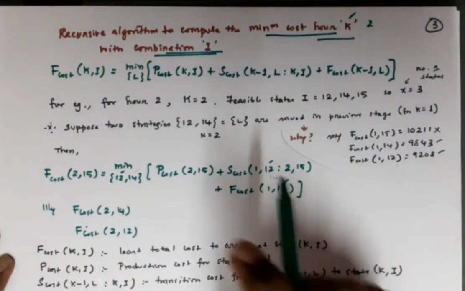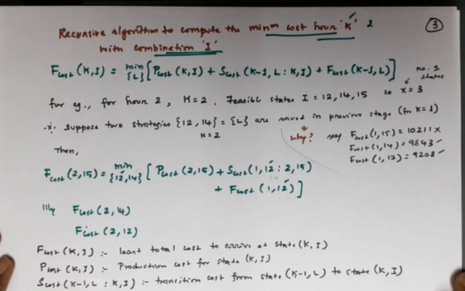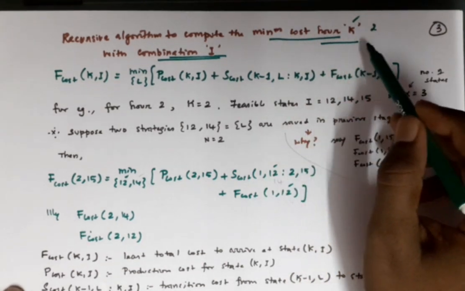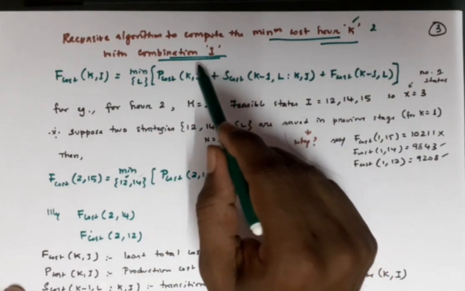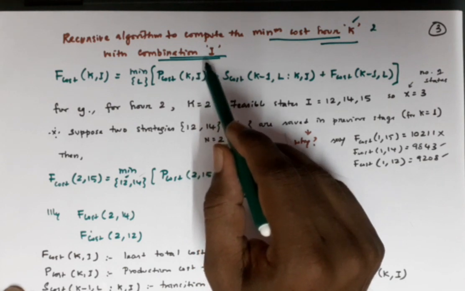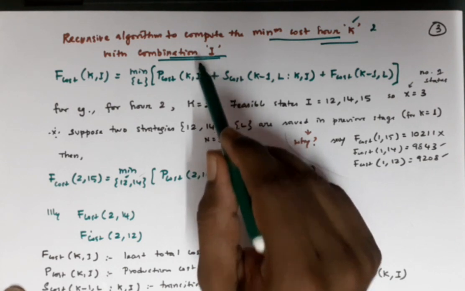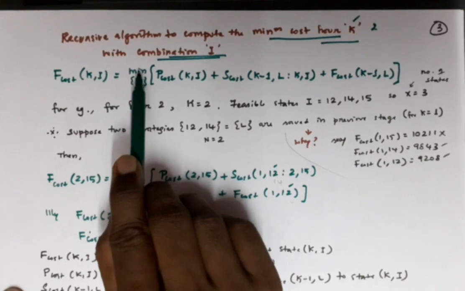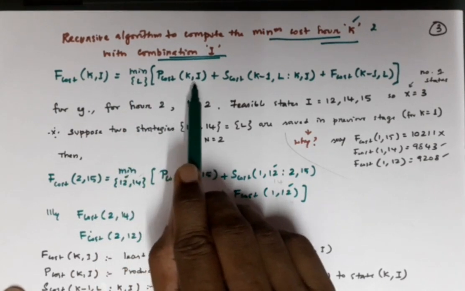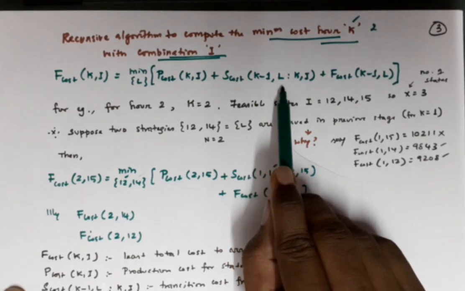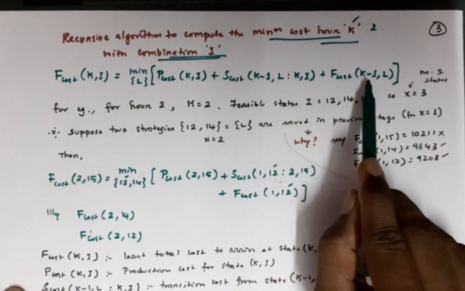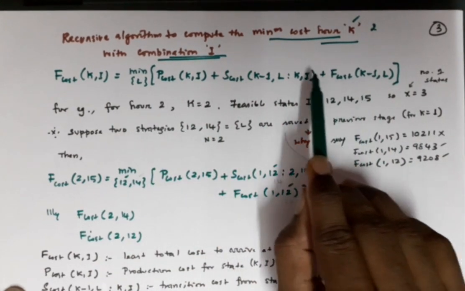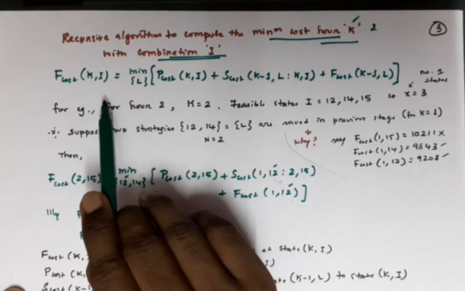Now, coming to the recursive algorithm to compute the minimum cost. We have to find the minimum cost, that is our aim here: the minimum cost for Rk with the combination I. The feasible combinations you can test, as you have already seen, are 12, 14 and 15. So the recursive algorithm is F cost of k, I equals min of P cost of k, I plus S cost of k minus 1, L to k, I plus F cost of k minus 1, L. This is called the recursive algorithm to find the minimum cost for Rk with combination I.